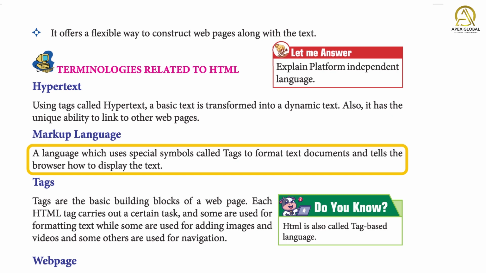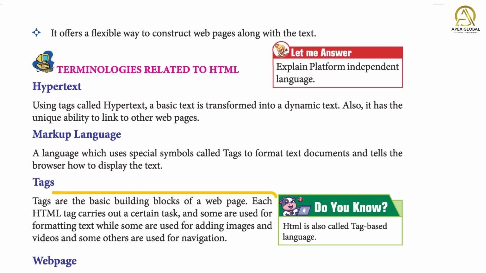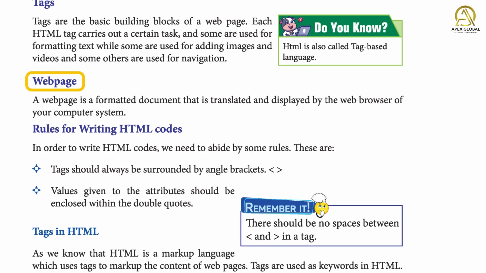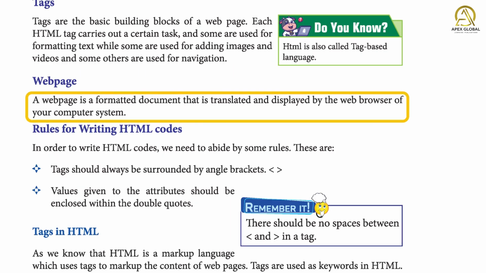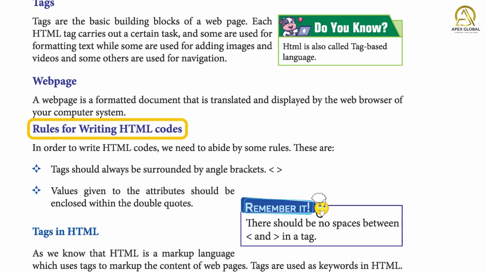Tag. Tags are the basic building blocks of a web page. Each HTML tag carries out a certain task; some are used for formatting text, some are used for adding images and videos, and some others are used for navigation. Do you know HTML is also called a tag-based language? Web page. A web page is a formatted document that is translated and displayed by the web browser of your computer system.